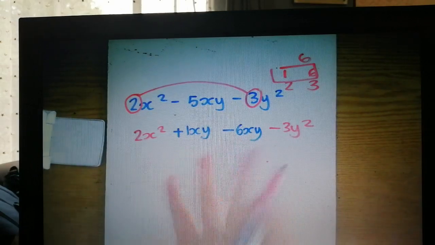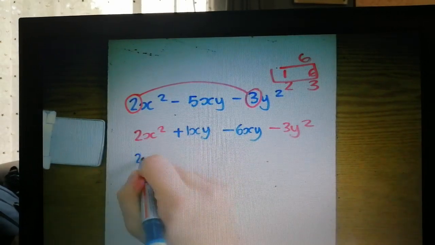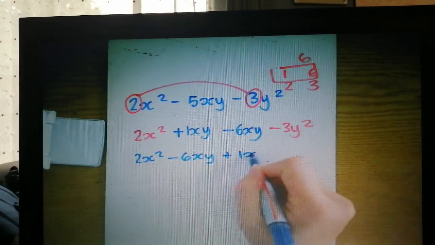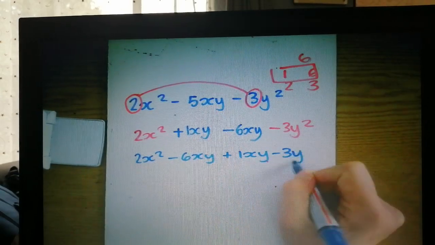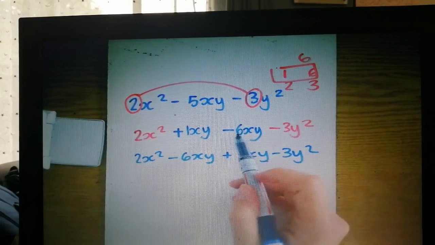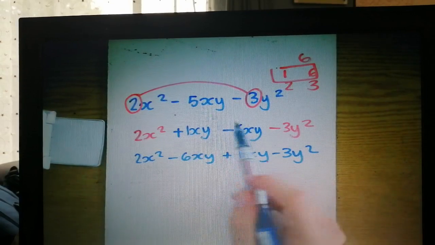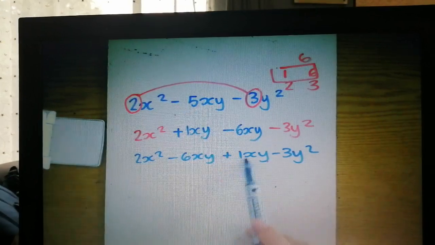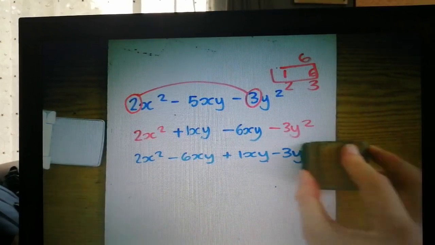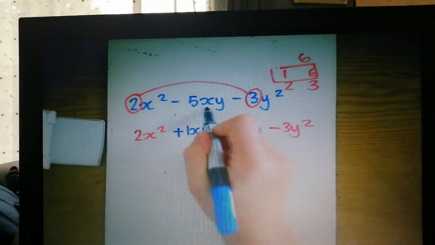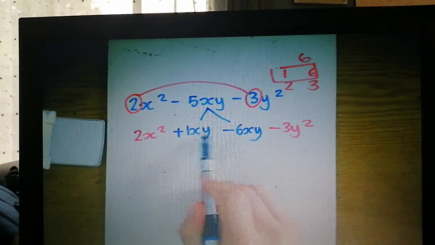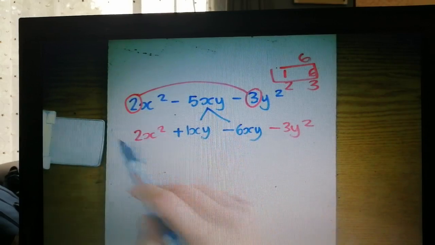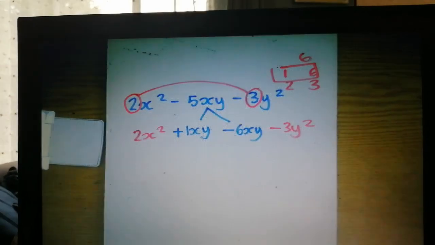Again, if you'd swapped this and you had said 2x squared minus 6xy plus 1xy minus 3y squared, it wouldn't have made a difference as long as the 6 has the negative, because I need to subtract 6 and add 1 to get to negative 5. Doesn't matter if you switch them around though. So I've broken 5xy into two parts, not forgetting that this is an x and a y. I've got 4 terms, so I just group.